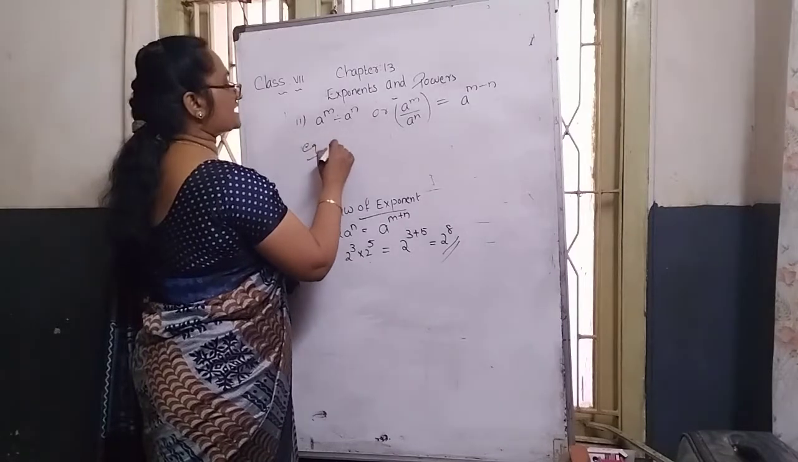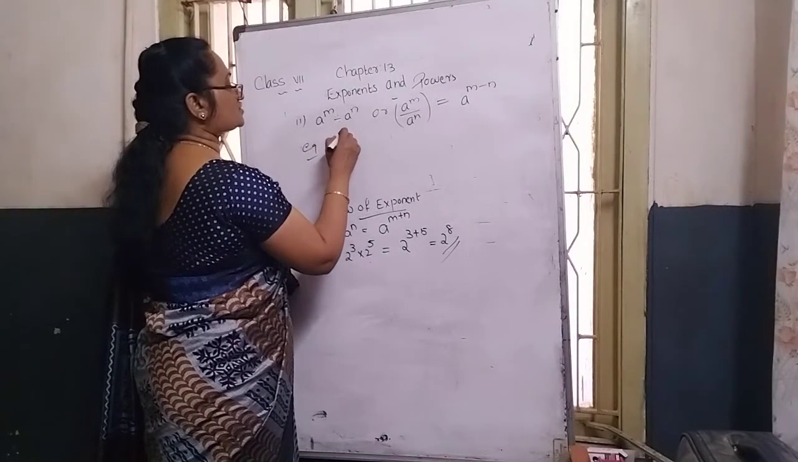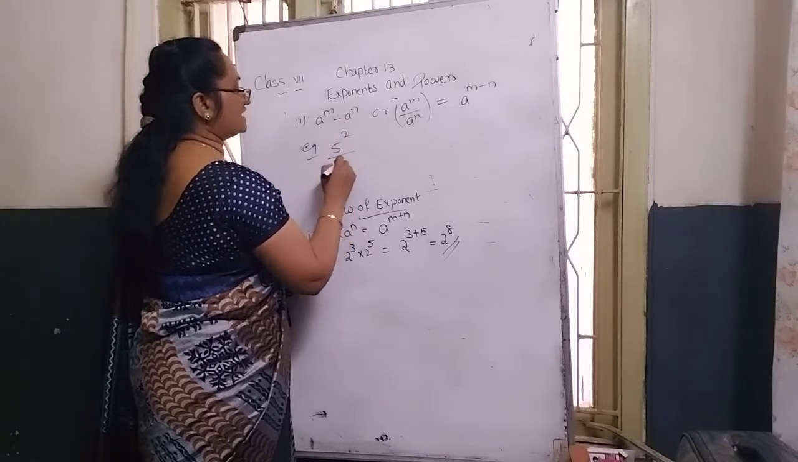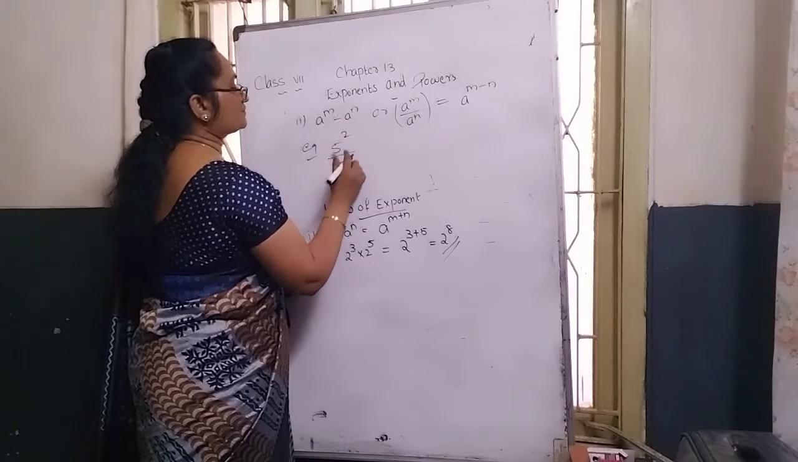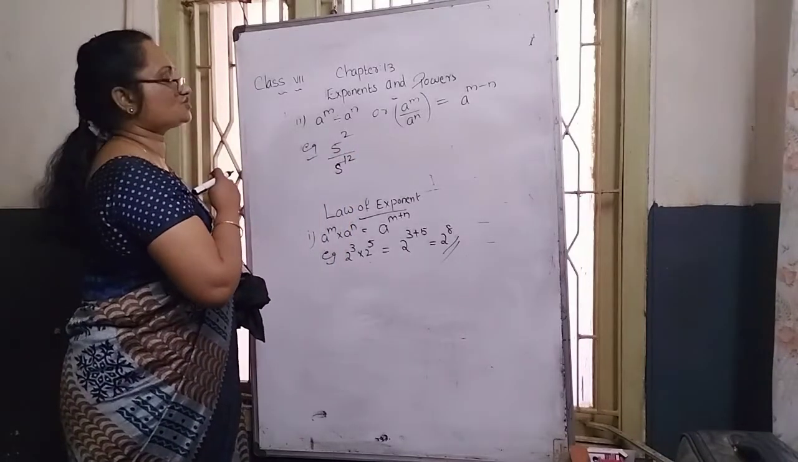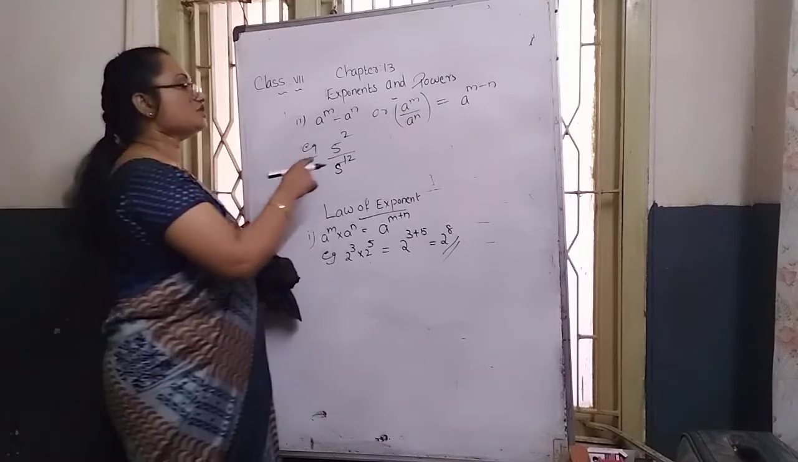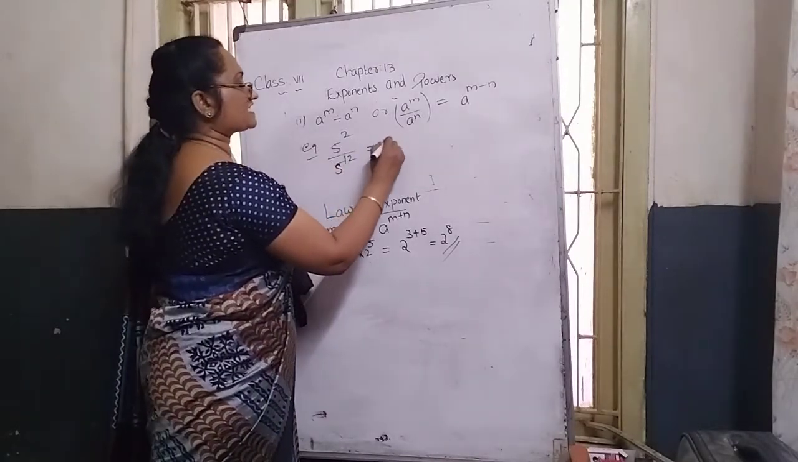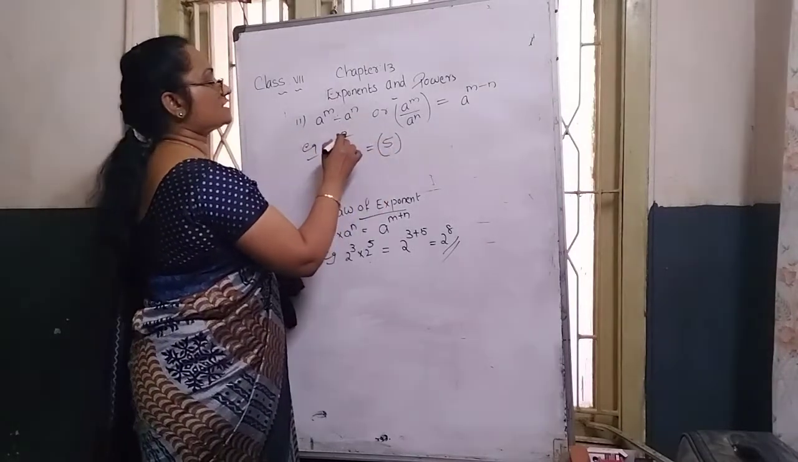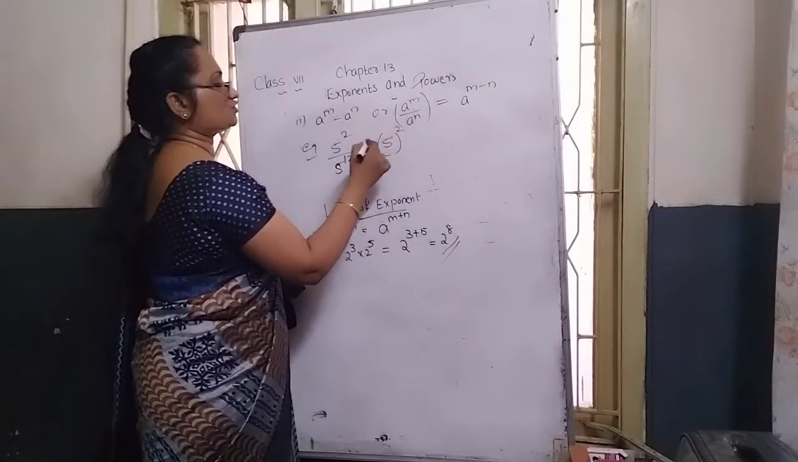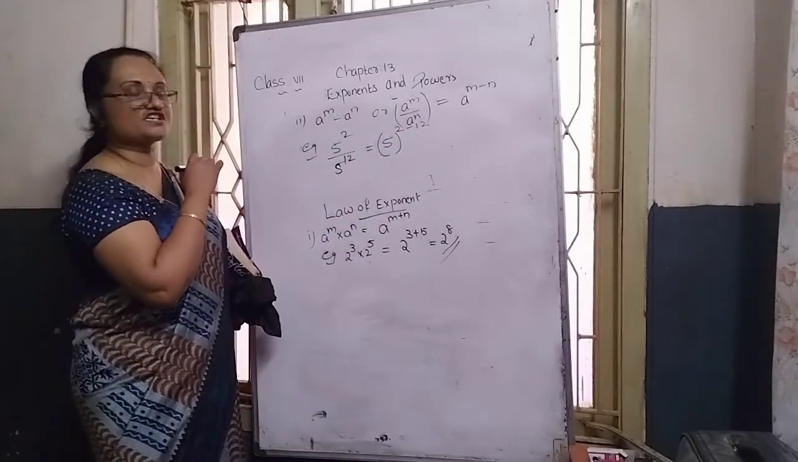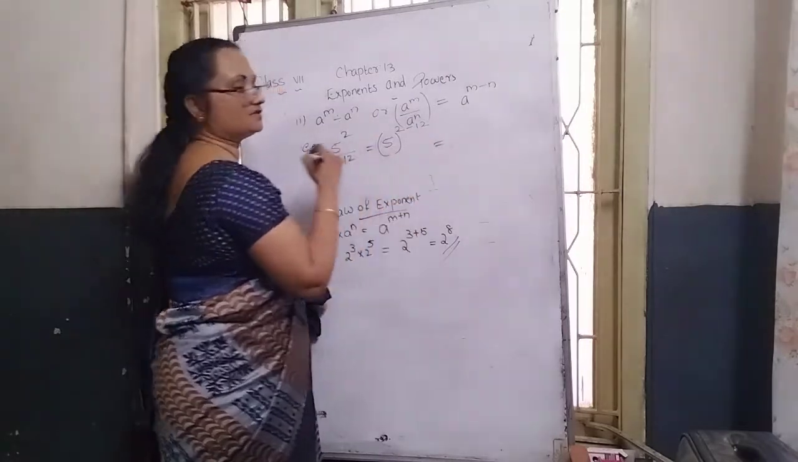Example: 5 raised to 2 divided by 5 raised to 12. So what we want to do: first, the base is written one time, base is 5, and the powers are subtracted. Here the numerator power is 2, subtracted with the denominator power, which is 12. So 2 minus 12, integers will add.